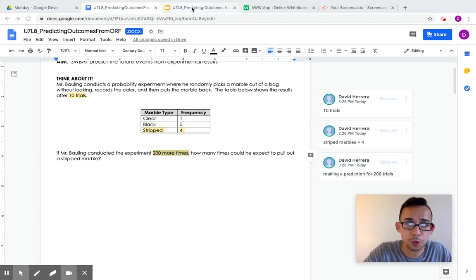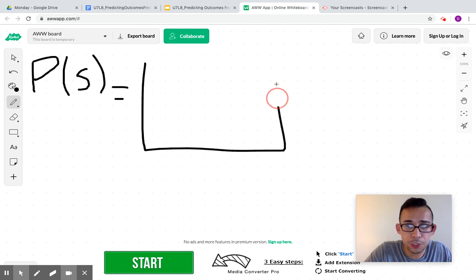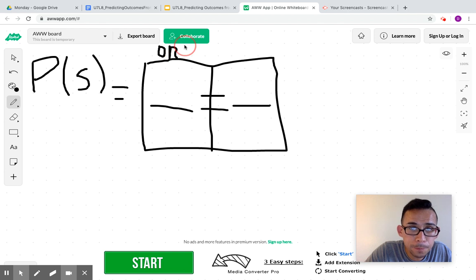So going over to the whiteboard, we are looking for the probability of selecting a striped marble, and that's going to be equal to creating a proportion box right here. And one extra thing I'm going to label this time around that I haven't labeled in previous videos is going to be the observed relative frequency. So let's go ahead and put ORF right here, because the ratio or the fraction that you're going to put here is going to be the observed relative frequency, which is the numbers from the actual experiment.